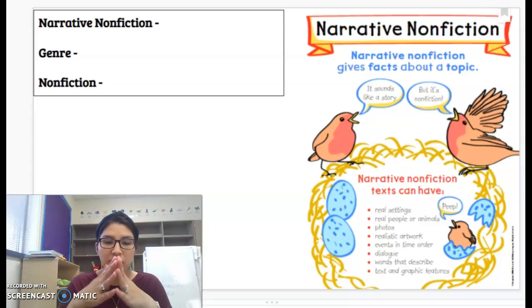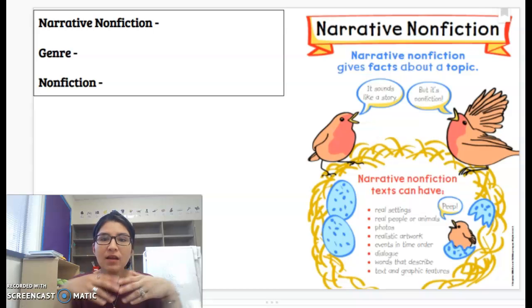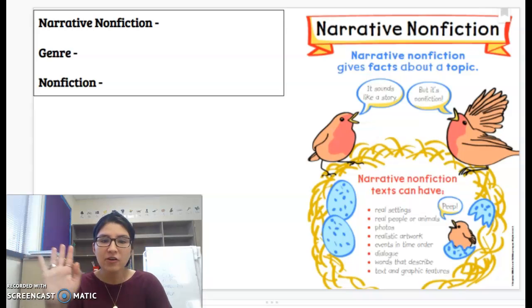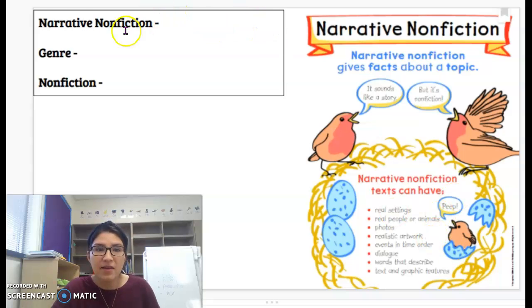For example, we learned about elephants. Our topic was elephants. We got real facts about elephants, okay? But a narrative nonfiction, it sounds like a story, but it's nonfiction. So I'll give you an example here in a little bit, but let's go ahead and go over this poster real quick, and then we'll talk about these 3 vocabulary words, and then I'll show you some examples, okay?